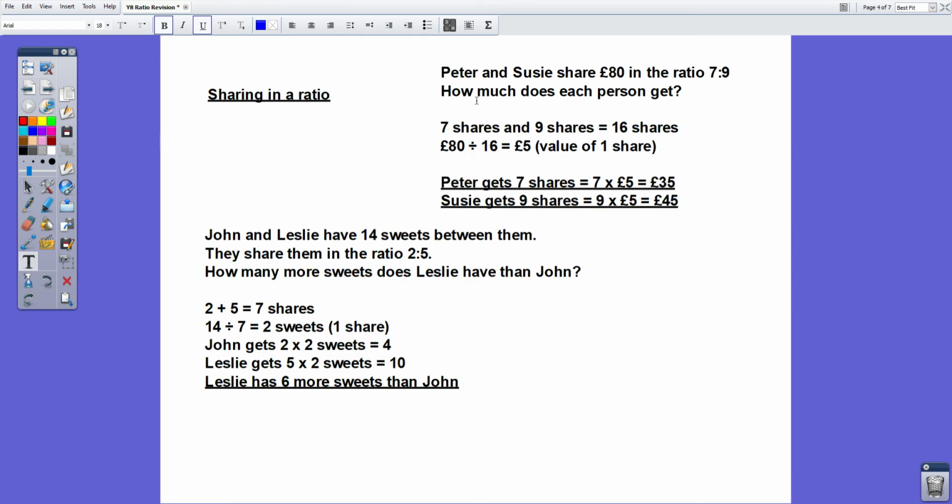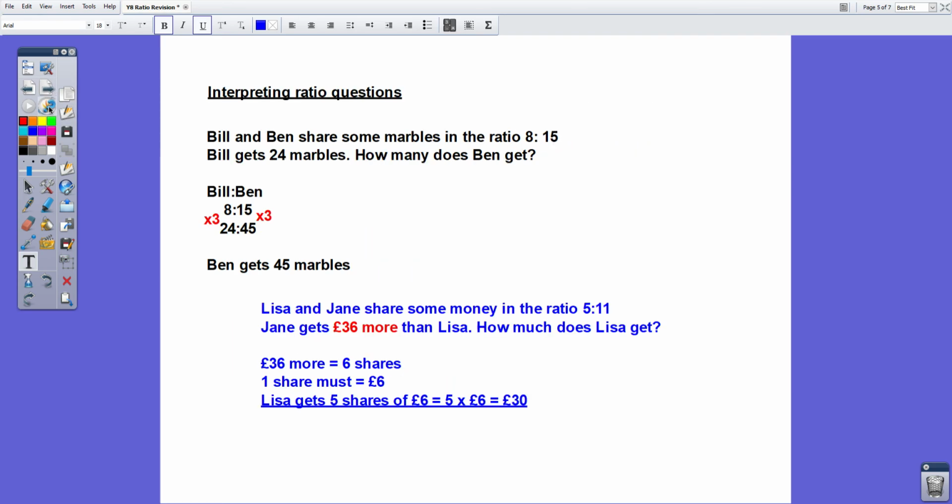We've looked at sharing an amount into a ratio. We've looked at how we do that. We add the shares together to see how many shares there are. We divide the amount by that number to work out the value of 1 share, and then multiply each amount by that amount to get the value of each number of shares. And finally, we've looked at interpreting some more difficult ratio questions with 2 examples there, where we are not told the amount that we're sharing. That's what we've got to work out from other information that we're given in the question.